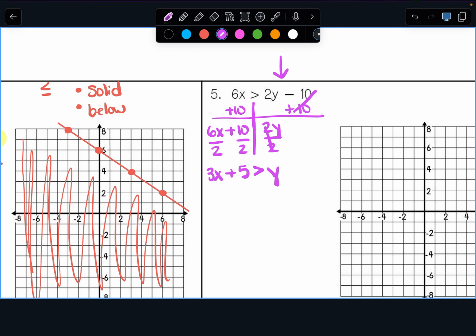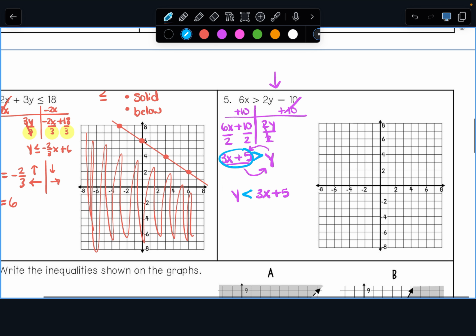Okay. Now, on the STAR test, all of your answer choices have what in the front? Y. The y goes in the front. So if I move the y to the front, I have to move all of this to the back. But in the process, I will flip the sign. In that part, the inequality is eating the 3x plus 5. So in my final answer, it must be eating the 3x plus 5. Okay?